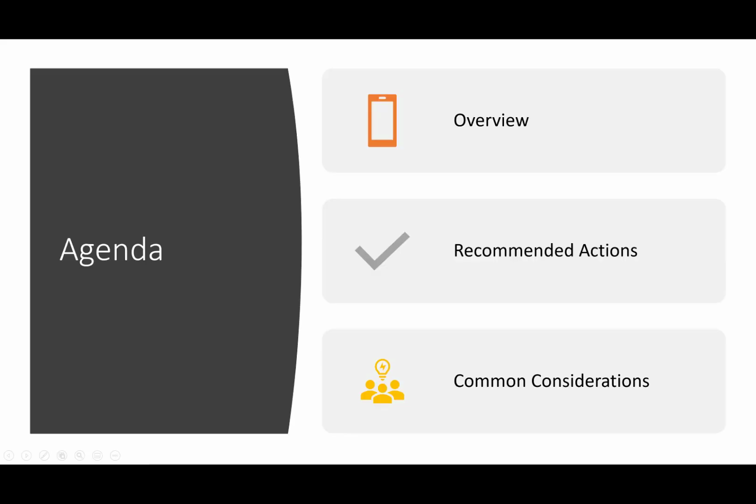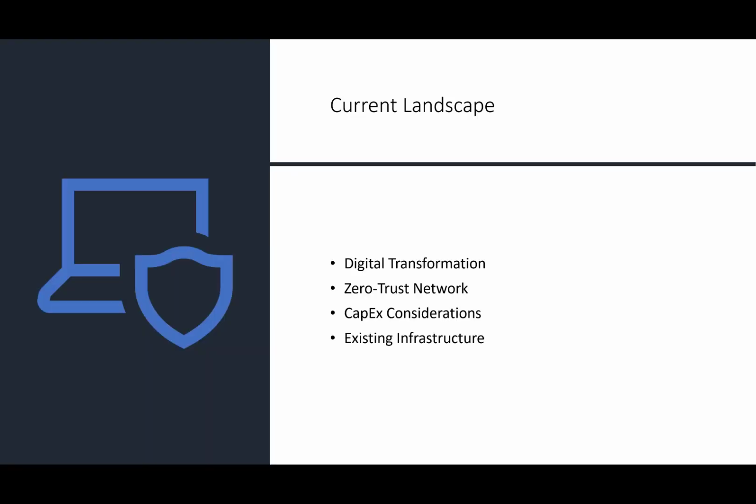So as far as the agenda for today, we're going to be doing a high-level overview of the current landscape, some shifts in the industry that have brought up new security concerns, and also other concerns we may have when looking to full cloud device management, which is looking at capital expenditures and some of the existing infrastructure that we have in place today. Then I'll be going over some of the recommended actions I have for you as well for Intune hybrid deployment, and then some common considerations like printers, file shares, considerations with RMM tools, things like that.